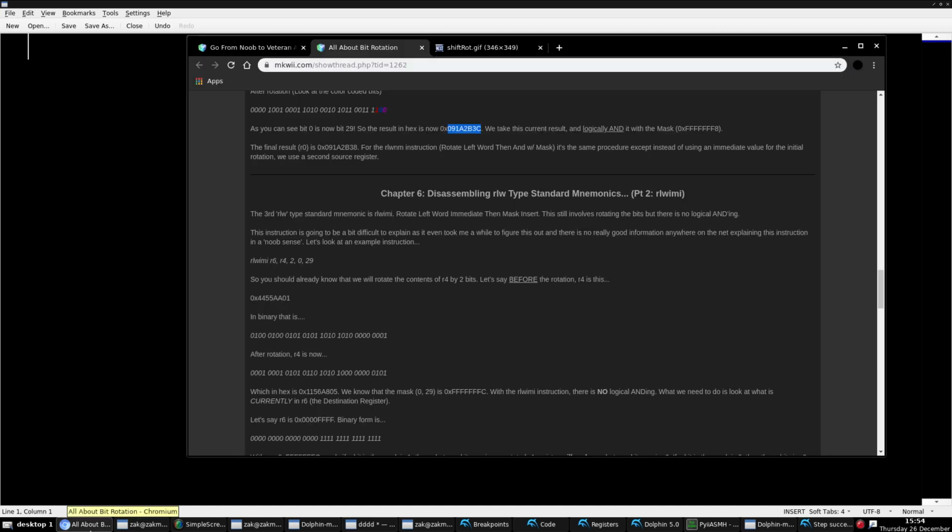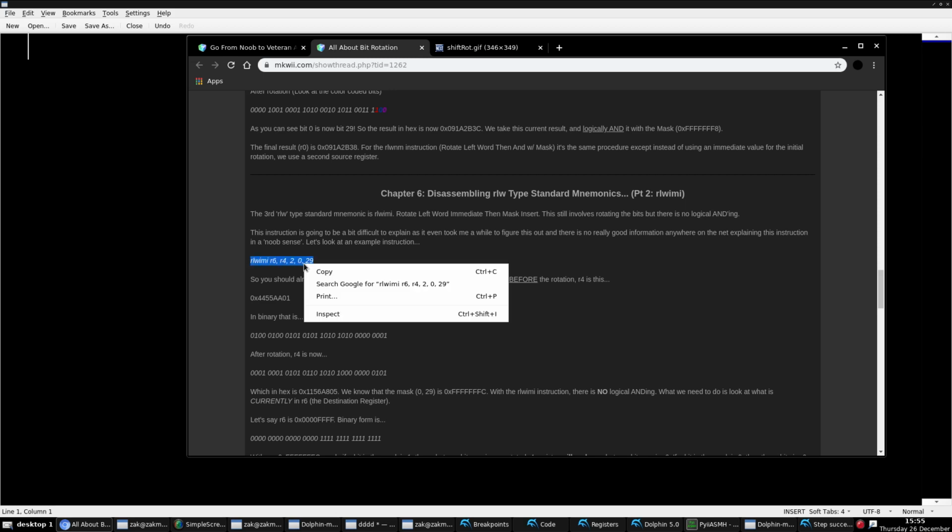Okay, so now you understand about rotating to the left. You understand about how logical ANDing works at a low binary level. And you understand about mask beginning, mask end. Let's talk about the most complicated rotation instruction ever. Rotate leftward, immediate, then mask insert. So there is no logical ANDing in regards to how this mask works. Okay, so really we just got to dig right into this and get started.